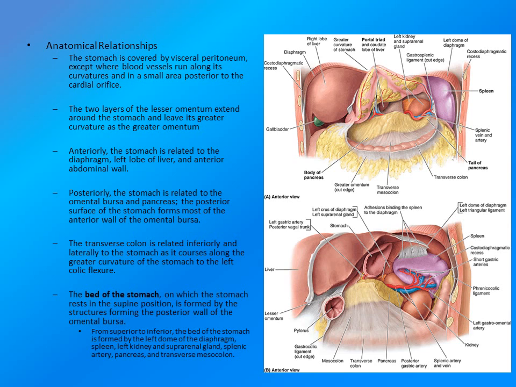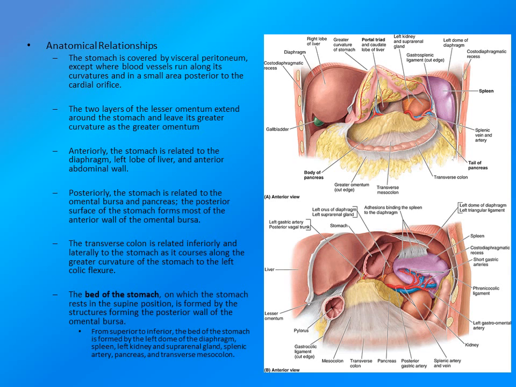The transverse colon is related inferiorly. Here it is at the right. It courses along the greater curvature of the stomach and toward the left colic flexure.